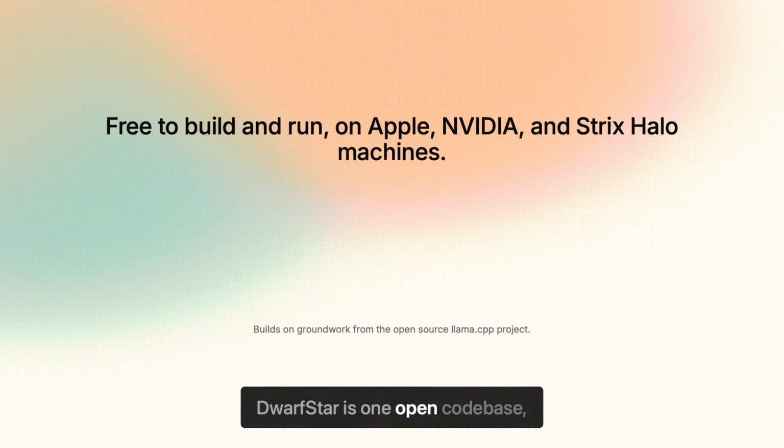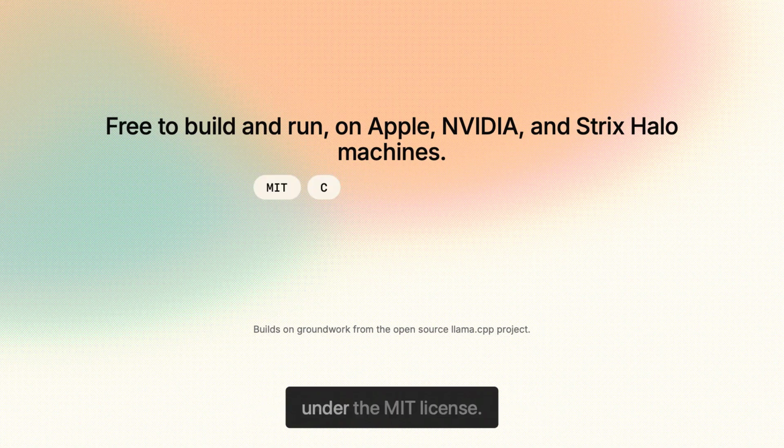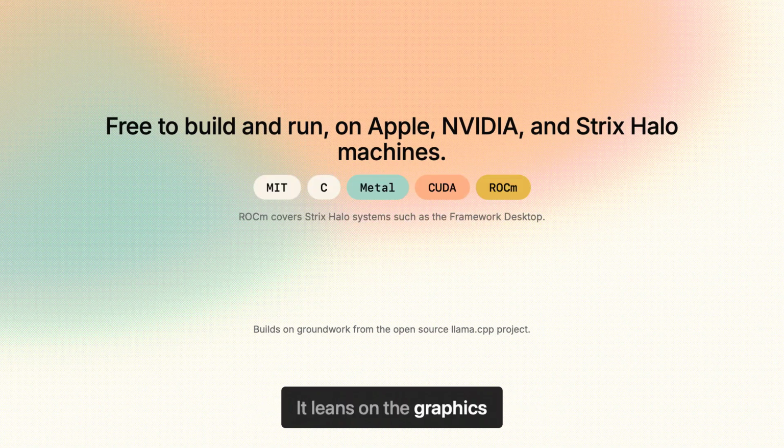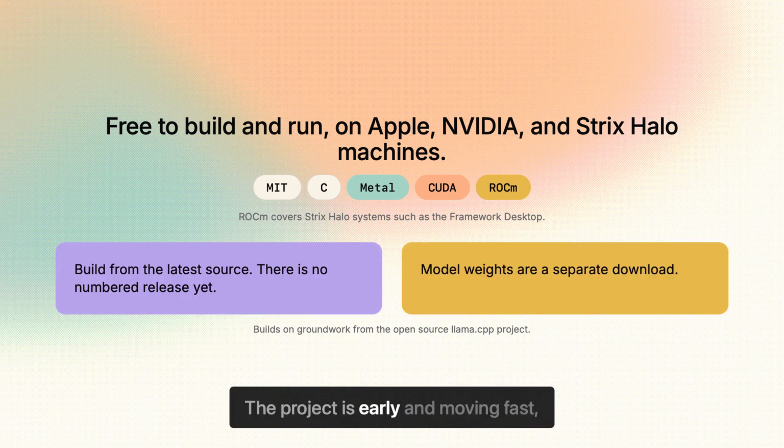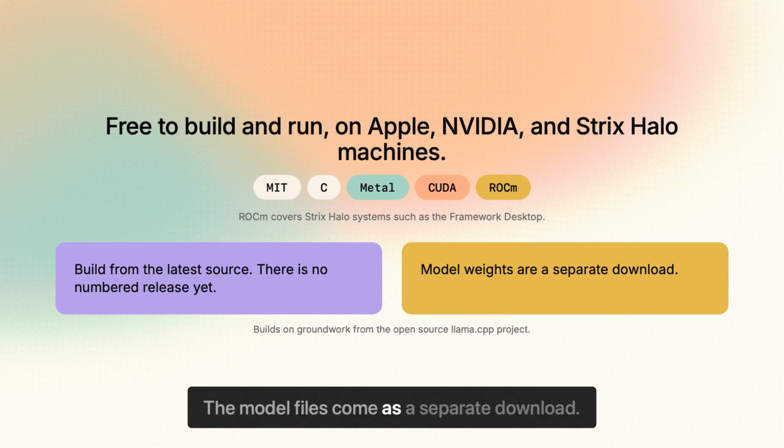DwarfStar is one open codebase, free for anyone to use under the MIT license. It leans on the graphics chip inside Apple Macs, NVIDIA cards, and AMD's Strix Halo desktops. The project is early and moving fast, so you build it from the latest code. The model files come as a separate download.